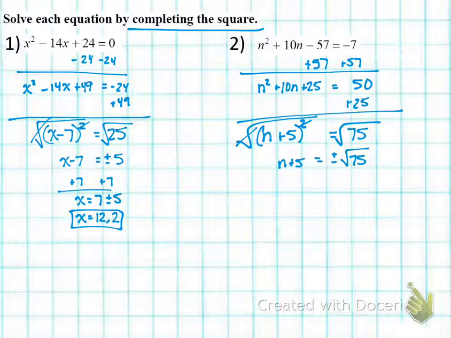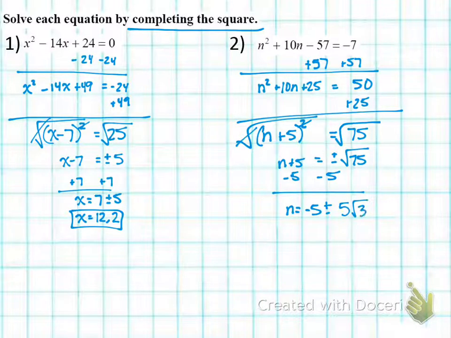Then I'm going to take this positive 5, move it to the opposite side, subtract 5 on both sides. We get n is equal to negative 5 plus or minus rad 75. And I'm going to simplify this. Rad 75 is just like saying 25 times 3, right? Would you all agree? Square root of 25 is 5. So I'm going to factor out a 5 or simplify to 5 rad 3.